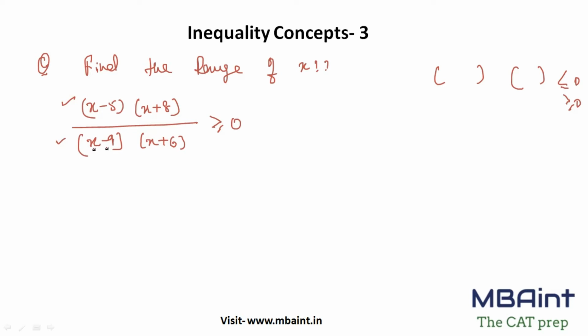So if you have it in the form of a fraction, you need not worry, guys, because it will be solved in the same way. Whatever you have learned till now, you're going to apply the same thing. So what we're going to do is bring this denominator to the numerator. How will it look? It is something like this: (x minus 5)(x plus 8) over (x minus 9)(x plus 6), and that's greater than or equal to 0.